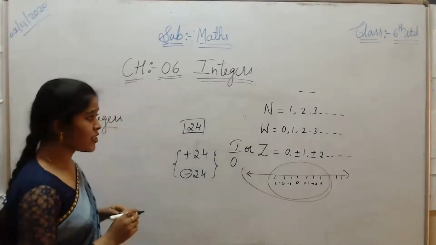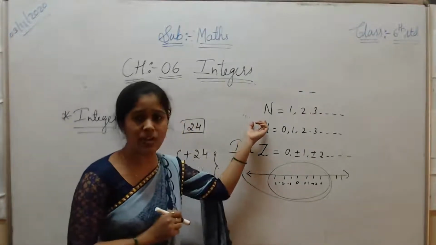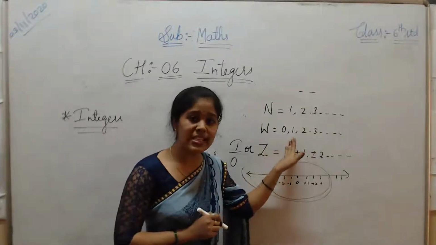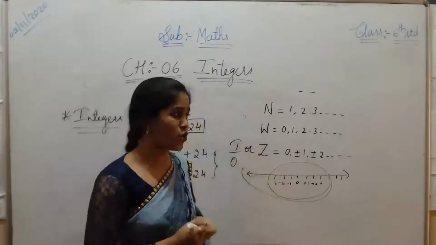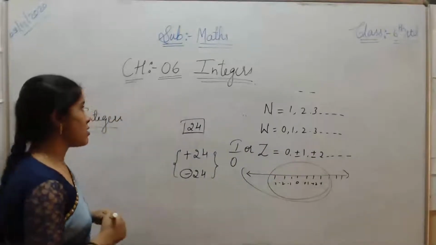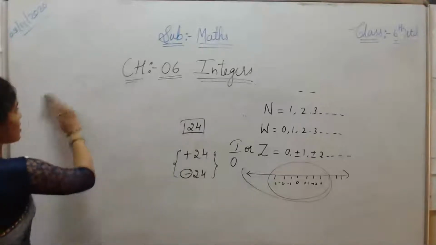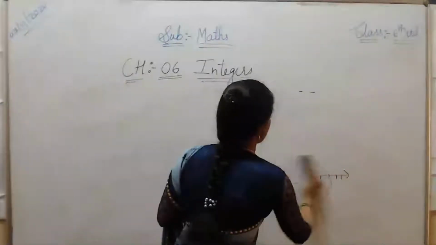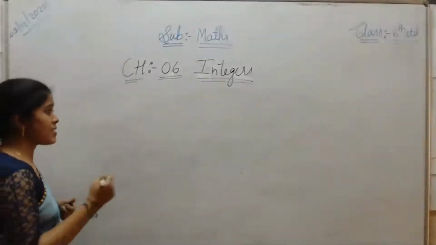Understood? Already you have learned these basic definitions. Counting numbers are called natural numbers. Natural numbers with zero are whole numbers, and zero, positive numbers and negative numbers are integers. So the sixth chapter is integers. We will see some basic definitions in integers. This is the introduction class.